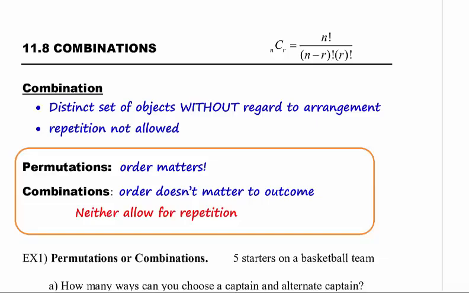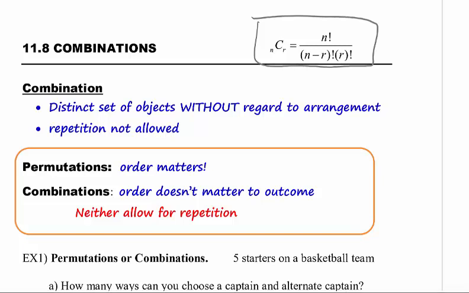So 11.8, which is combinations, is our last section for probability that we're going to cover in our 1106 class. This formula is the only formula you're going to use in this section, but you will combine it with the counting principle in a few of them. I want to remind you, this section is not about probability. This section is about how many ways.